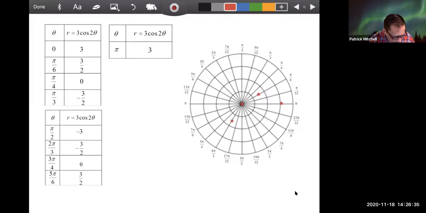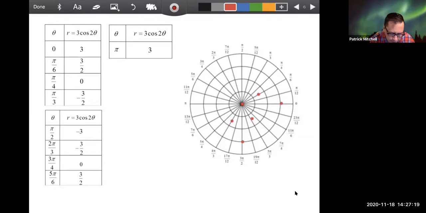All right, and that brings us to negative 3 comma pi over 2. If it was 3 pi over 2, it would go here, but since it's negative, it's going to get mirrored through the pole and it's going to end up down here. Negative 3 halves comma 2 pi over 3. If it was 3 halves 2 pi over 3, it would be right here. But since it's negative, it's going to mirror through the pole and end up over here. And then 0 comma 3 pi over 4, that's at the pole again.